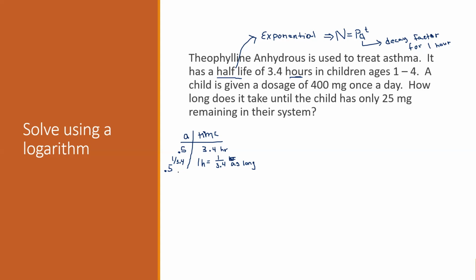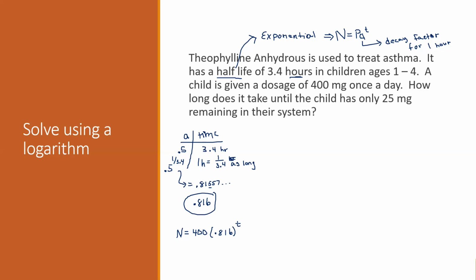And so on my calculator, this equals 0.8155, 7, etc. We're going to round to 3 decimal places, so 0.816. So there's my A. Now in NPAT, I know that the P is the starting amount. So N equals, the child was given 400. The A value is 0.816, and T is time. So there's my NPAT formula.